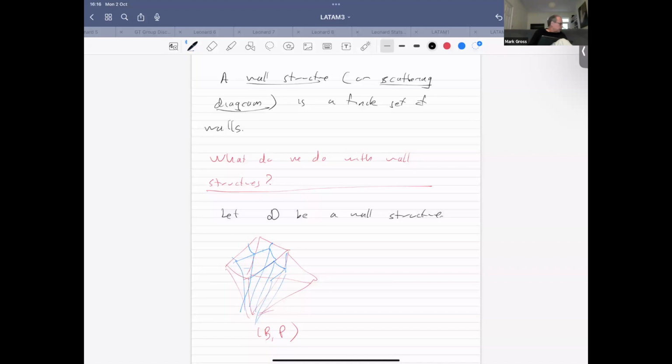Okay, so let's define the support of D. This is just the set of the union over all walls in D, and just take the union of D. So that would be this blue locus, this union of all of the walls.